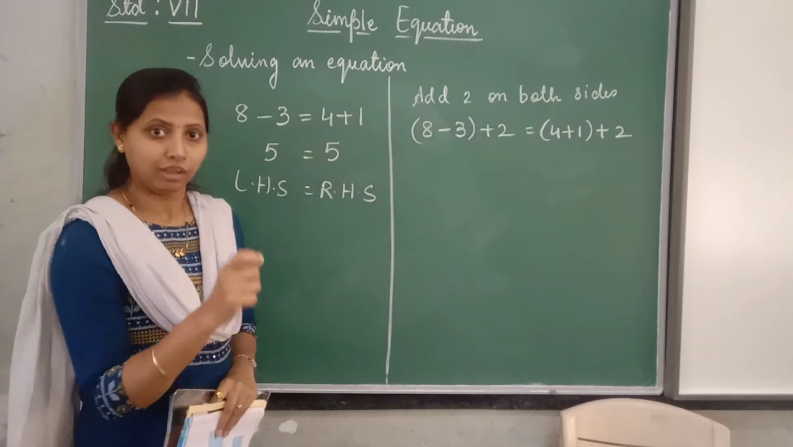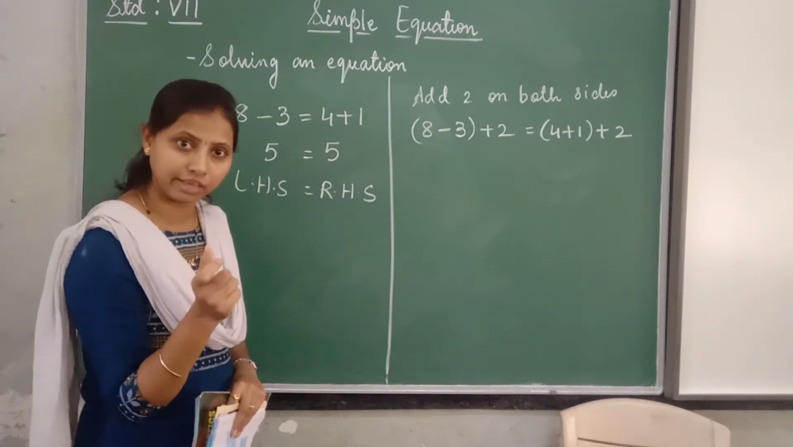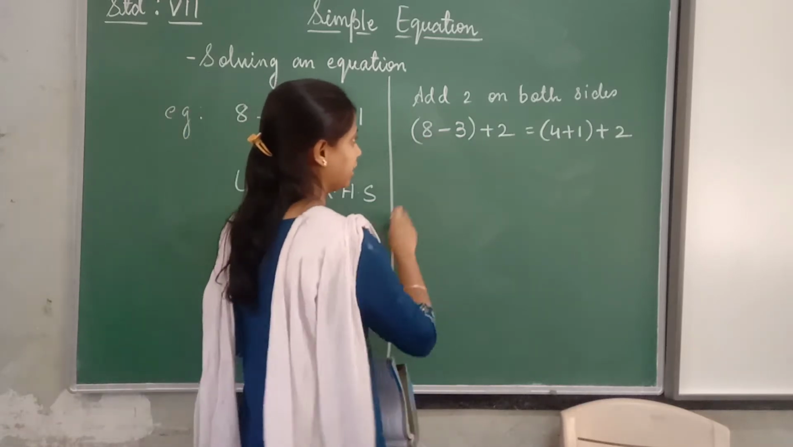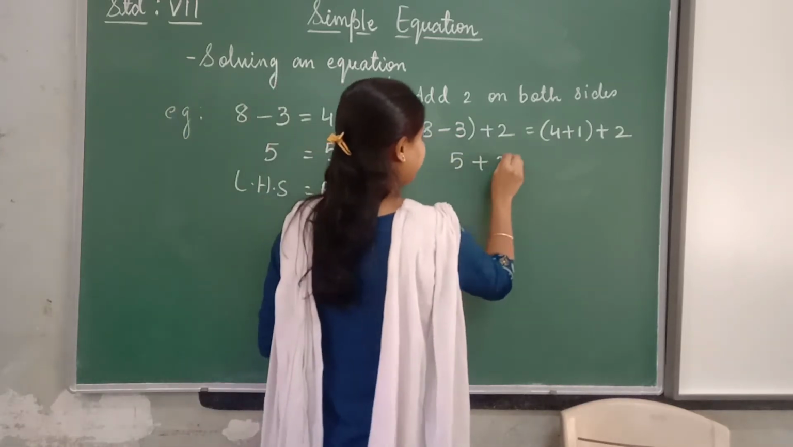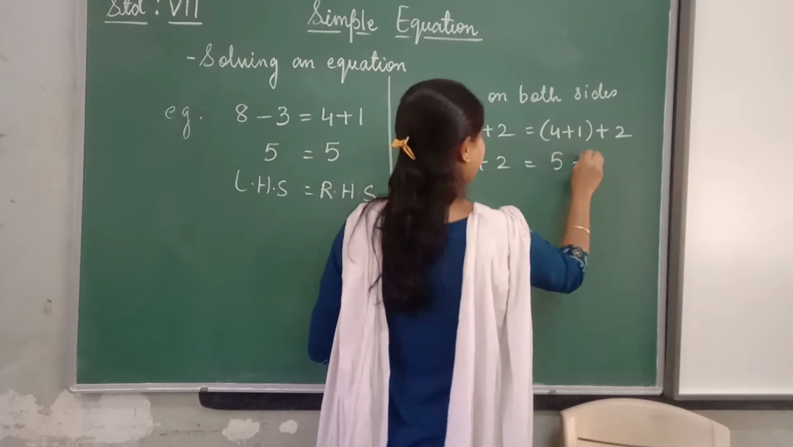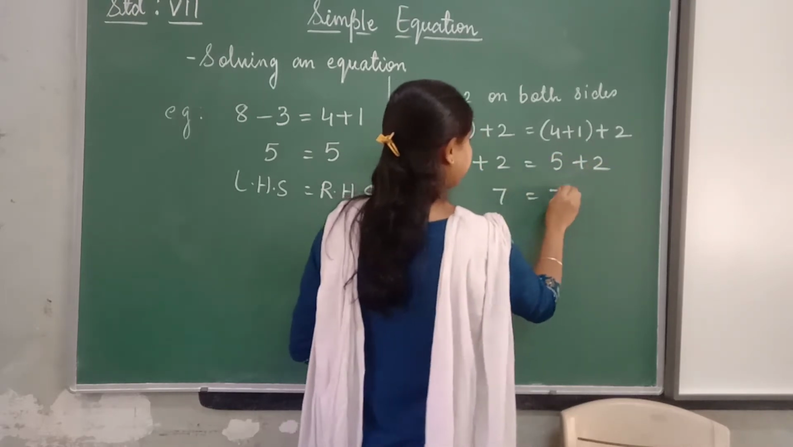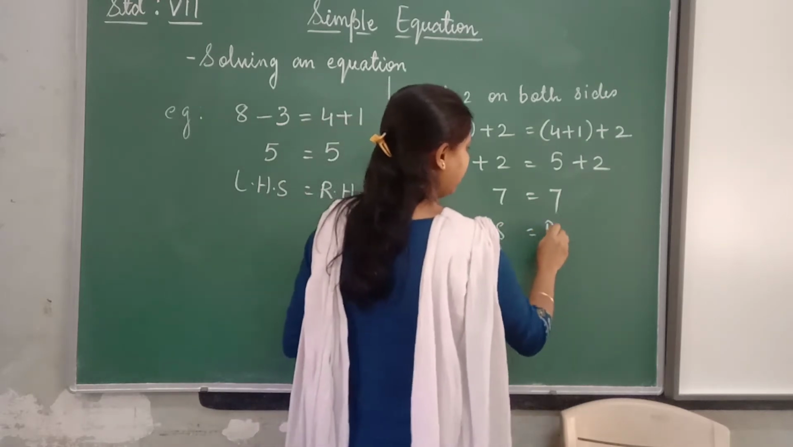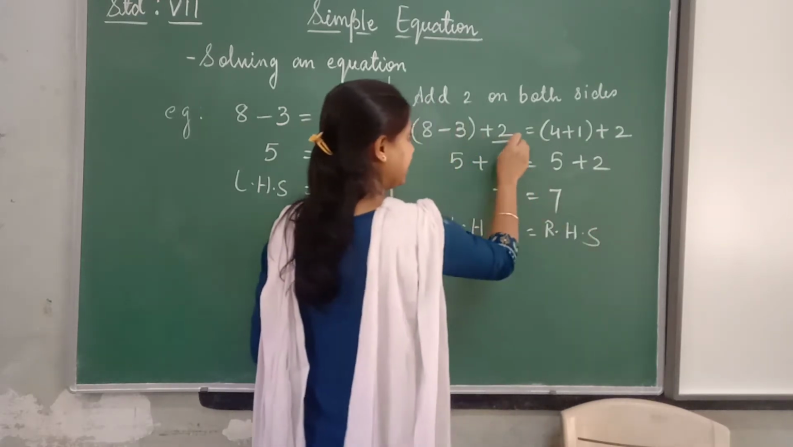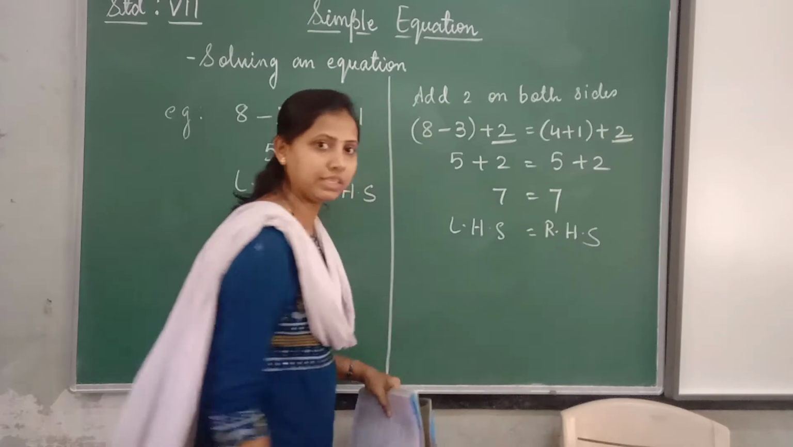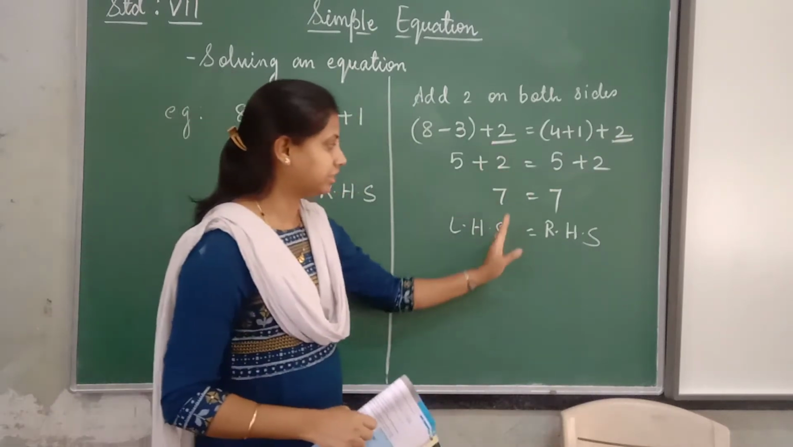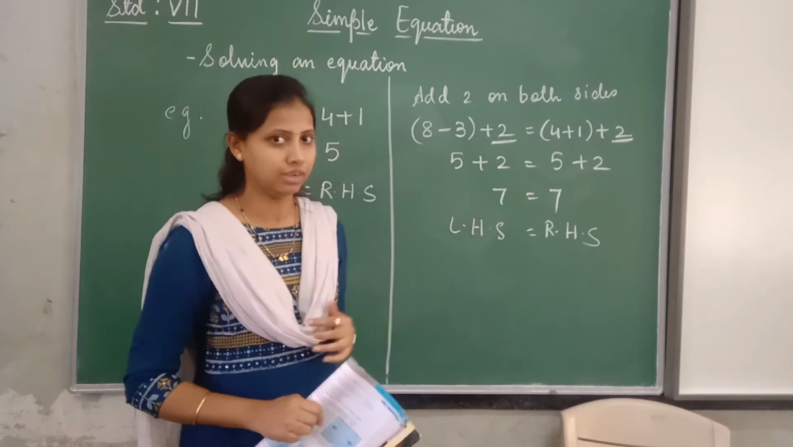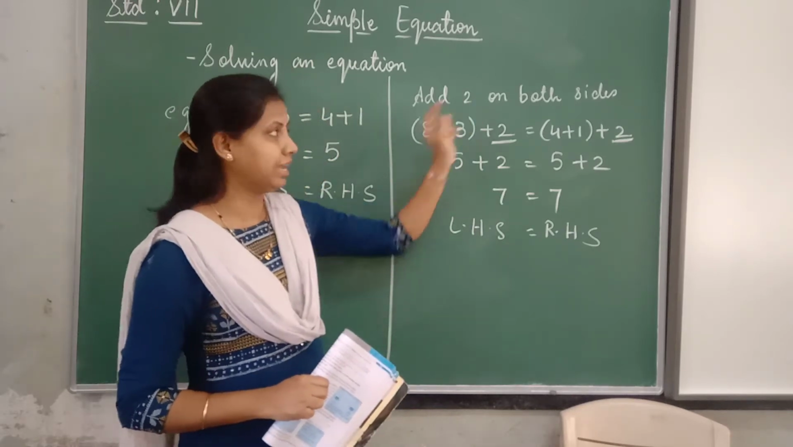Now let's see whether the equation remains the same. Will the LHS be equal to RHS? Let's check. 8 minus 3 is 5 plus 2. 4 plus 1 is 5 plus 2. You will get 7 is equal to 7. That is, LHS is equal to RHS. If we add any number on both the LHS and RHS, LHS will always be equal to RHS. The equation still remains the same. Okay, this is by adding.